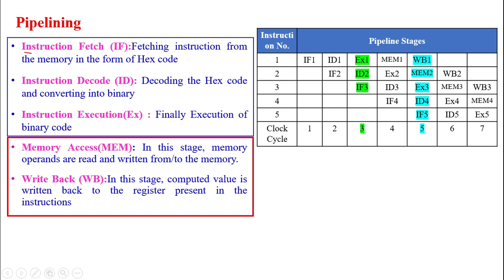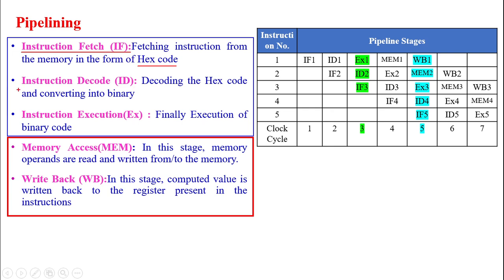Let us see now. What do you mean by instruction fetch? Instruction IF, in short form we will call IF. So the full form is instruction fetch. So what do you mean by this? Fetching an instruction from the memory in the form of hex code. Whenever you're going to execute any instruction, the instruction will be saved in the form of hex code in the memory. Before executing any instruction, we have to fetch it from the memory. That process is called instruction fetch. Okay, that is the definition of instruction fetch.